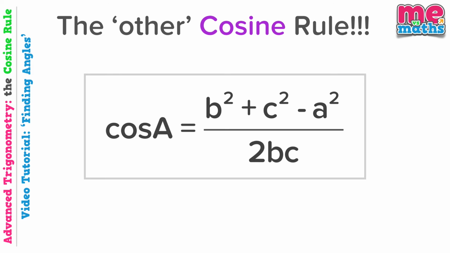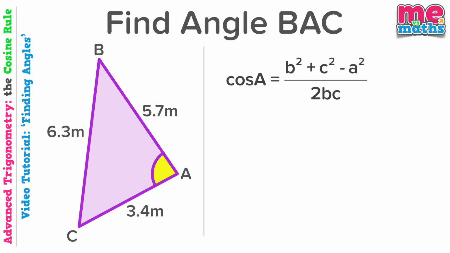If you're the kind of person who can do these things, I would suggest you try and memorise this form, as it's much easier to use and you don't want to have to do everything I've just done there to rearrange the standard cosine rule. Let's take a look then at how we use this version of the cosine rule.